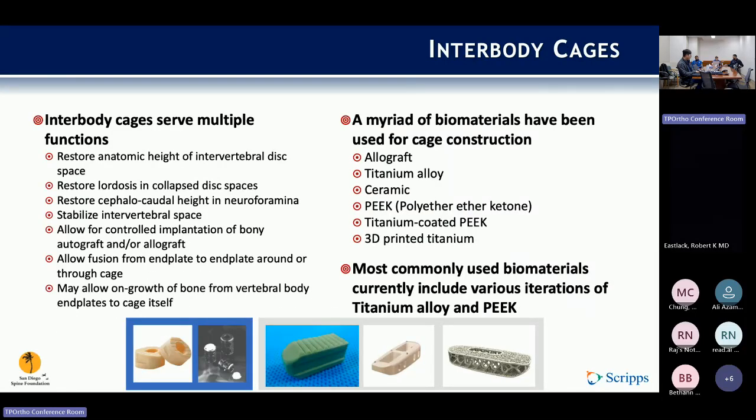Moving on to interbody cages. These cages serve significant purposes such as restoring disc height, maintaining foraminal patency, stabilizing the motion segment, and facilitating fusion across the anterior column. The material and design can largely affect how the cage or spacer achieves these goals.